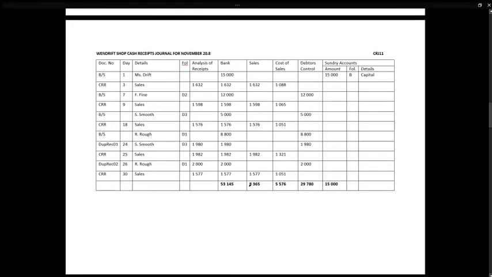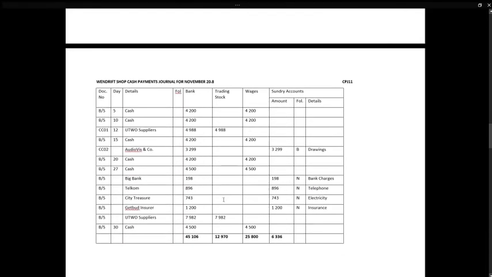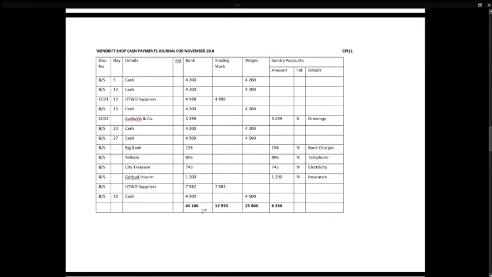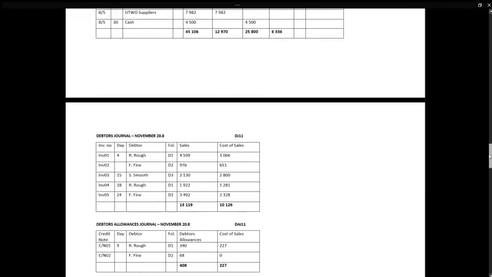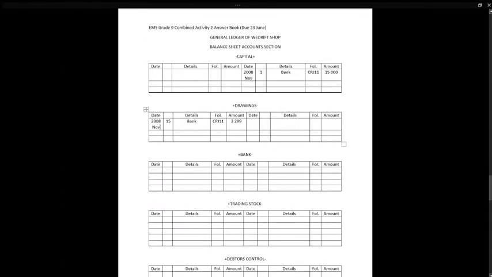We only received an amount of 53,145 Rand, and we paid a total of 45,106 Rand. So we received more than what we paid. It was a good month.